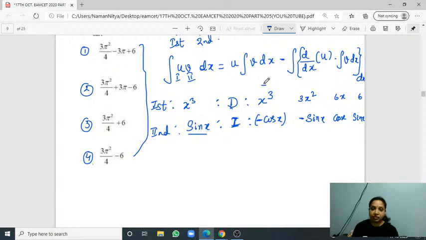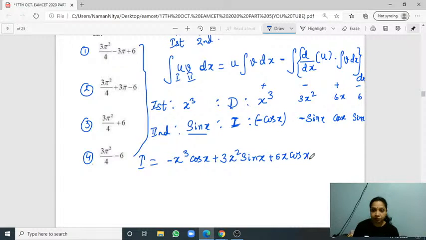And then you put the signs like this: plus, minus, plus, minus. Then what will be your integration value? Just multiply and do the addition. x cube into minus cos x, so minus x cube cos x. Here again, if I am multiplying, here minus sign, here also minus sign, so this will become plus 3x square sin x. And here, multiplying and adding, I'll get plus 6x cos x. And here minus sign, so minus 6 sin x.